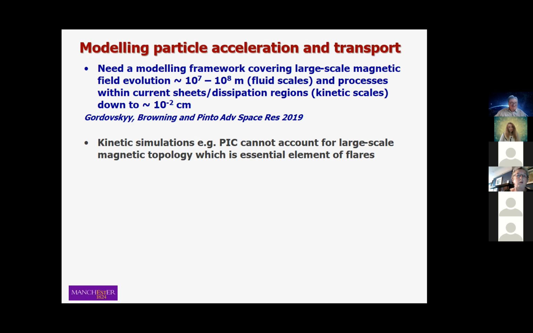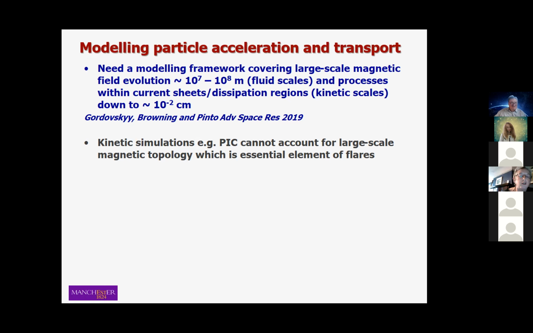But on the other hand, we've got processes, reconnection and whatever, going on within current sheets. And so we, in principle, have to consider kinetic scales down even to, probably the smallest scale would be, the electron gyro radius. There are obviously different ways of doing this. Kinetic simulations, such as PIC, are obviously powerful tools. And we've heard nice work from Valentina about this.